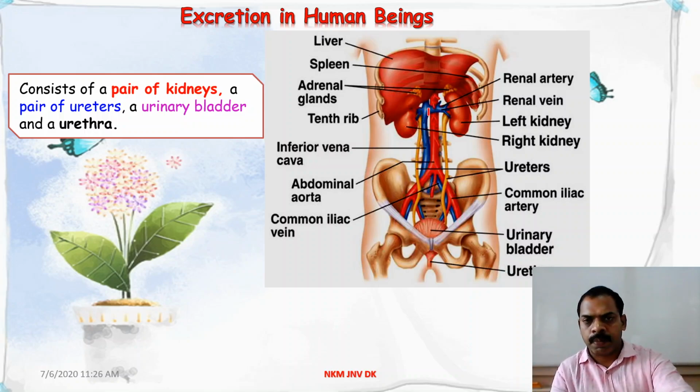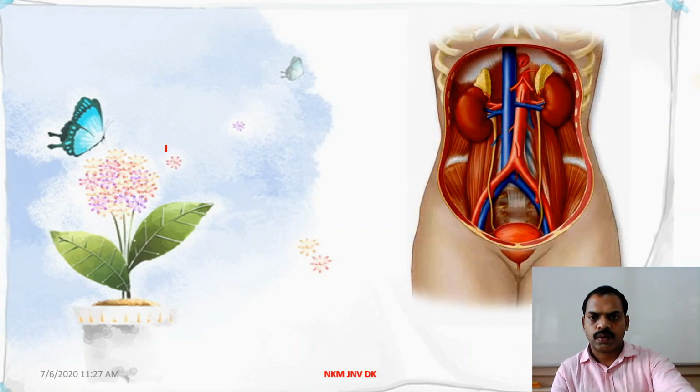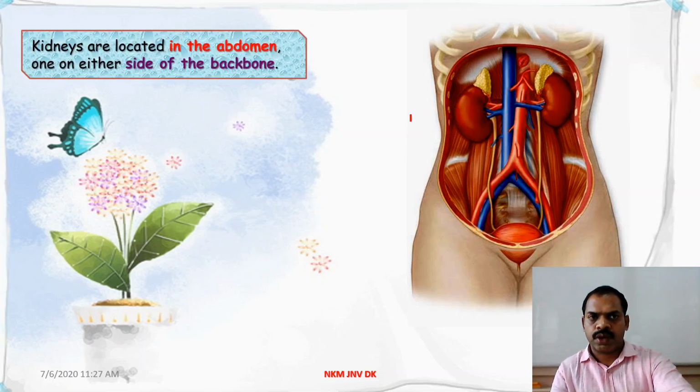Of course, there are blood vessels which supply blood to the kidney, that are also there. But the major components are the kidney, ureters, urinary bladder, and urethra, the parts of the human excretory system. Once again, you can see the kidney here, other parts removed. This yellow color is the adrenal gland. We'll discuss that later in the next chapter. Adrenal gland. Okay, so let us see about the kidney.